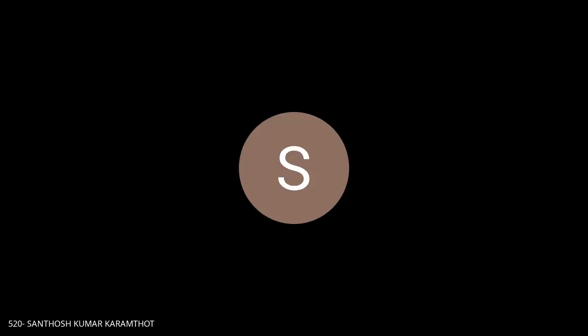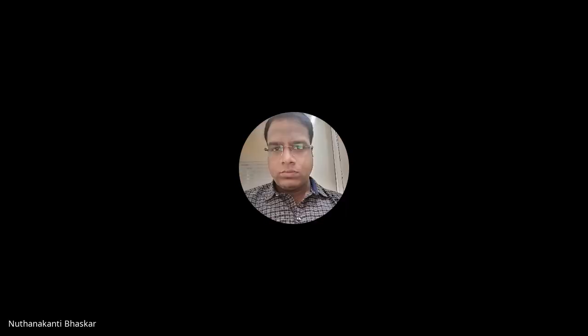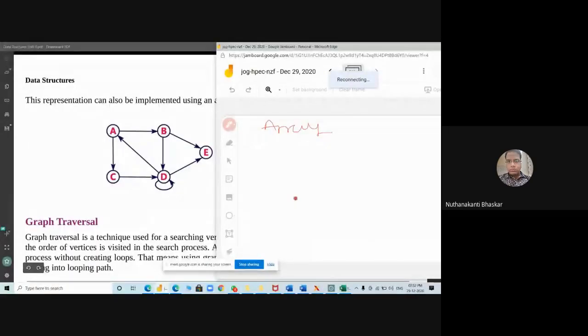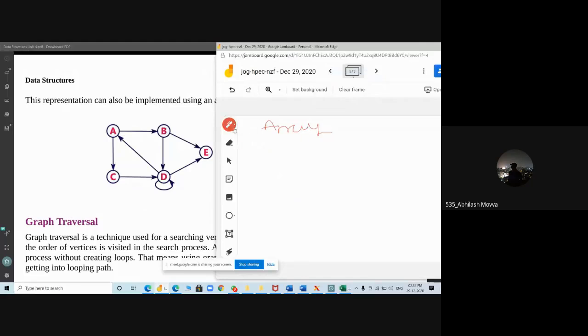Now what we are discussing? Adjacency list representation with help of array, correct? You have to represent the array in vertical format. What are the vertices? Tell me. A for zero indexing, B for one indexing, C for two indexing, and D, E.